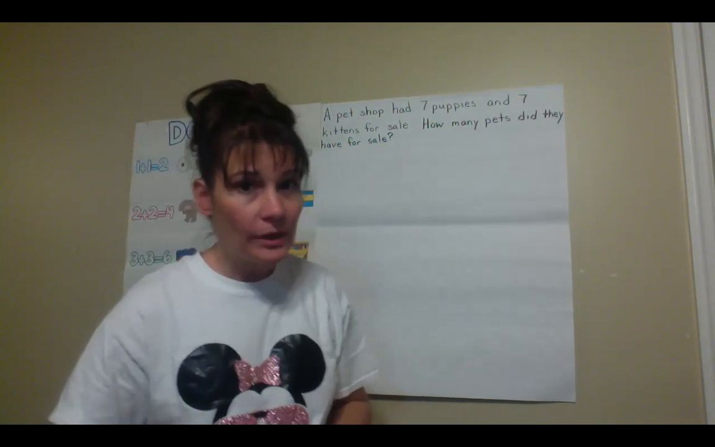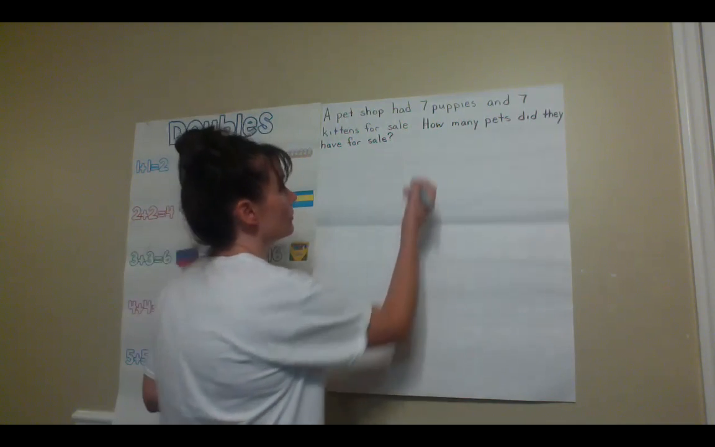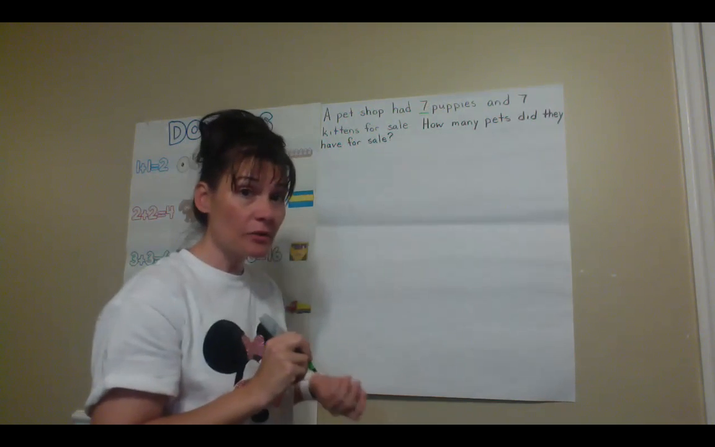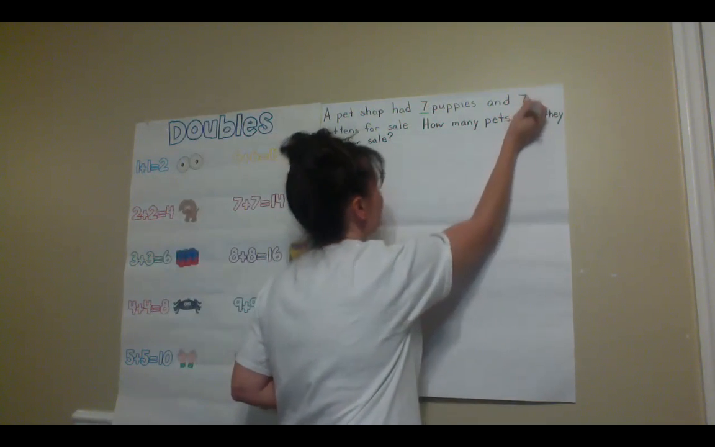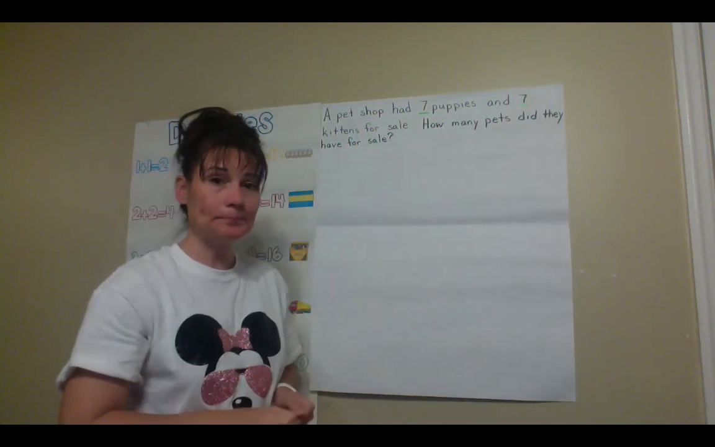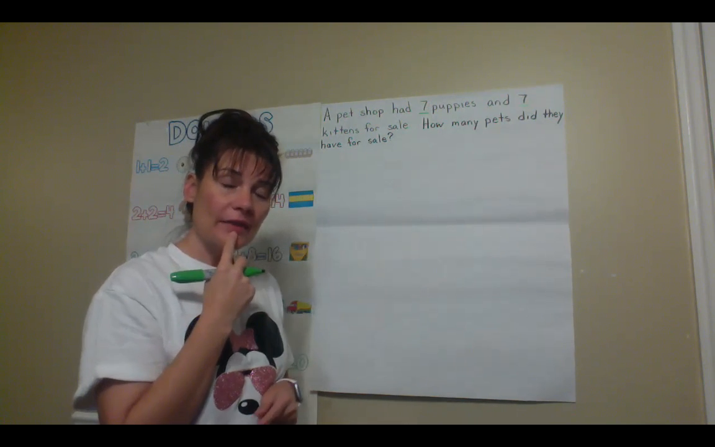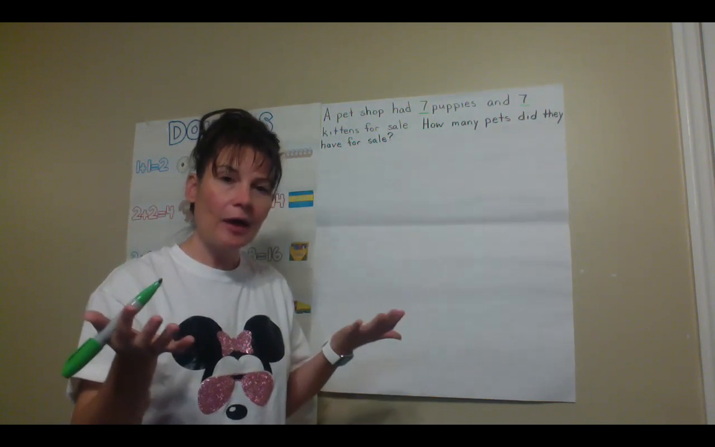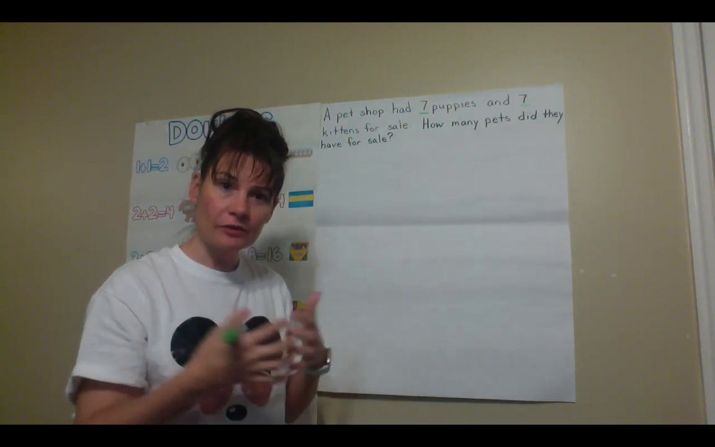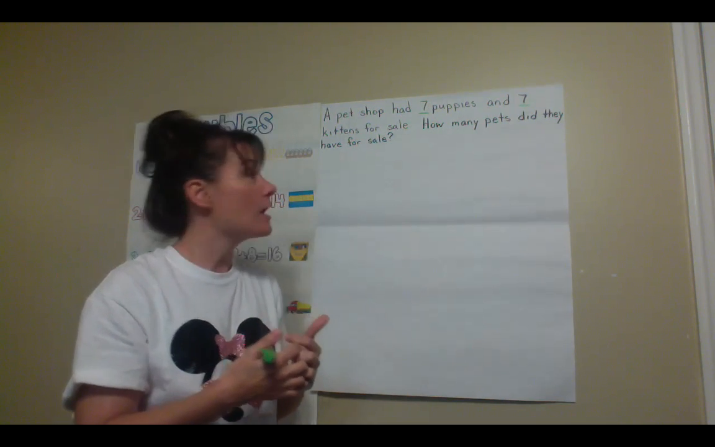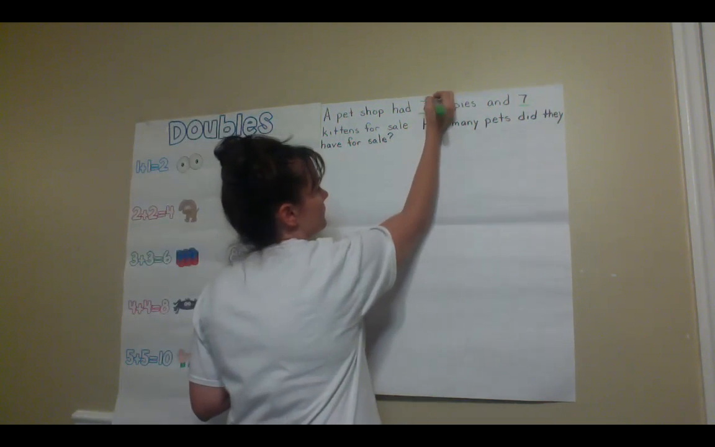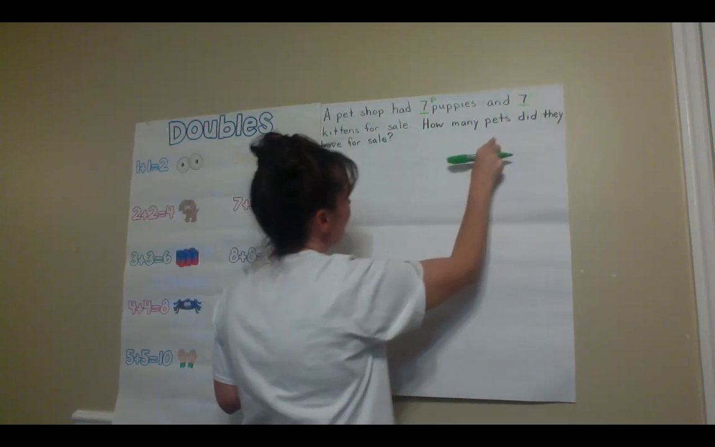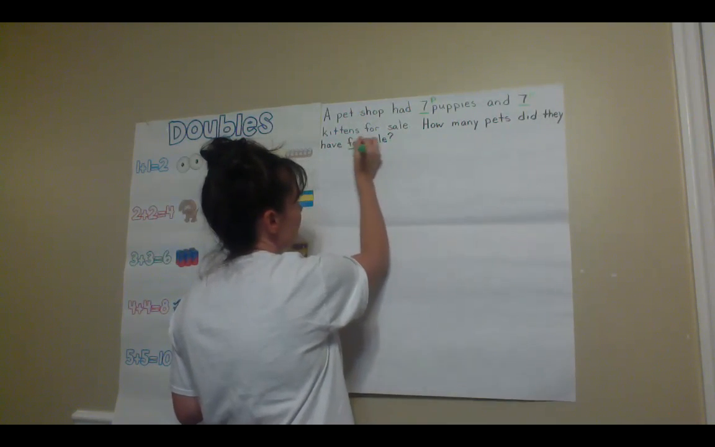What I know in the problem, I know they had 7 puppies. I also know that they had 7 kittens. They had 7 puppies and 7 kittens. How many pets are they having for sale? So I hear this 7 and I hear this 7. And I want to know how many in all they have for sale.